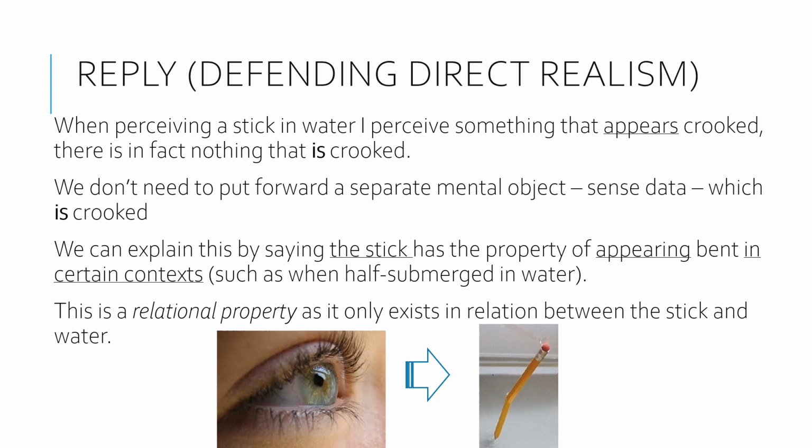So you're still directly aware of the physical world itself. You're just seeing it in a slightly distorted way because of the relation between the objects of the stick and the water. This is where you might bring in Occam's razor in defense of direct realism. If you think this is a convincing argument, perhaps we don't need to put forward this extra entity of sense data. We can explain things more simply by talking about relational properties.